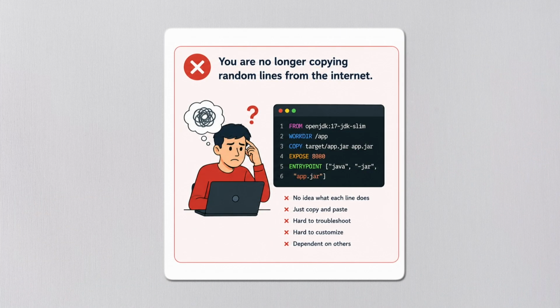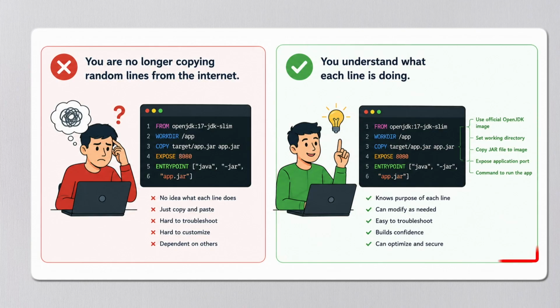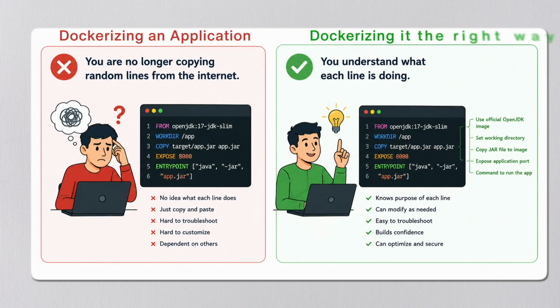You are no longer copying random lines from the internet. You understand what each line is doing. That is the real difference between simply Dockerizing an application and Dockerizing it the right way.